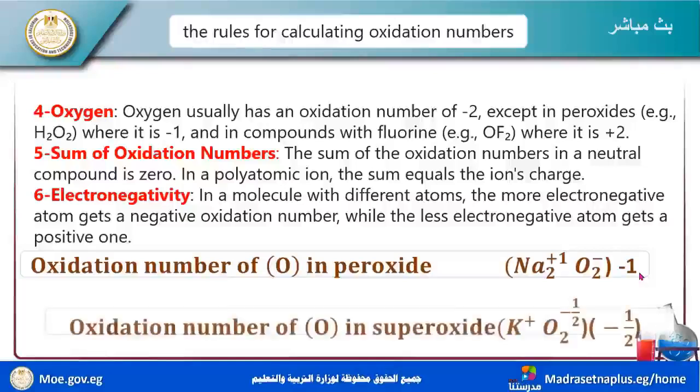Now we have another example here. Oxidation number of oxygen in superoxides, KO2. K is positive 1, so the O2 is negative 1. Negative 1 divided by 2 equals negative half. So the oxygen oxidation number here equals negative half.